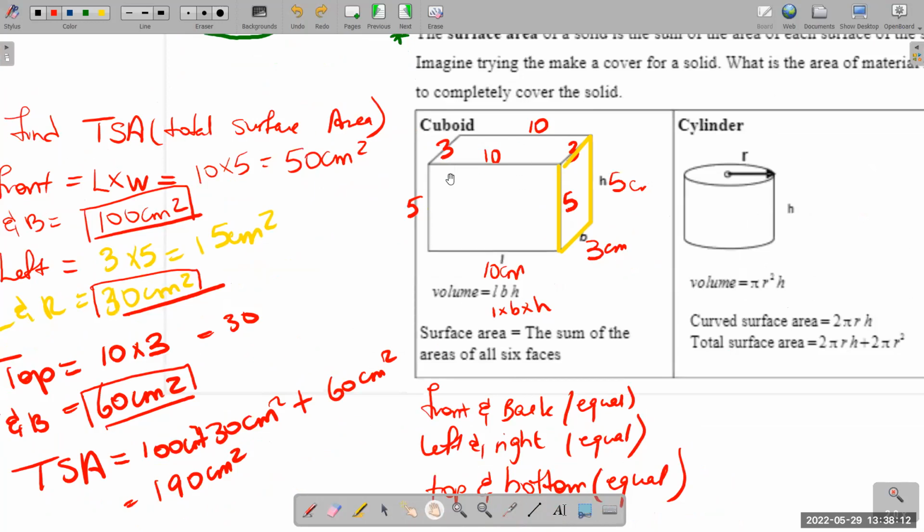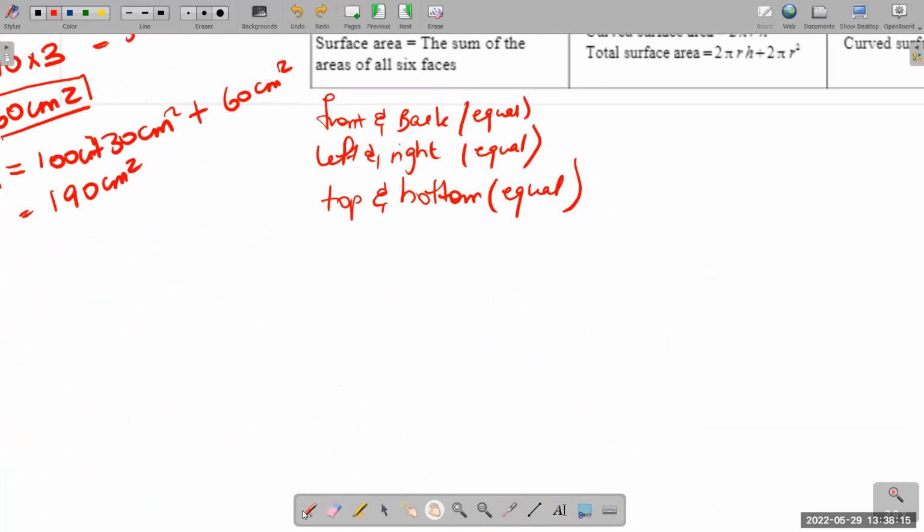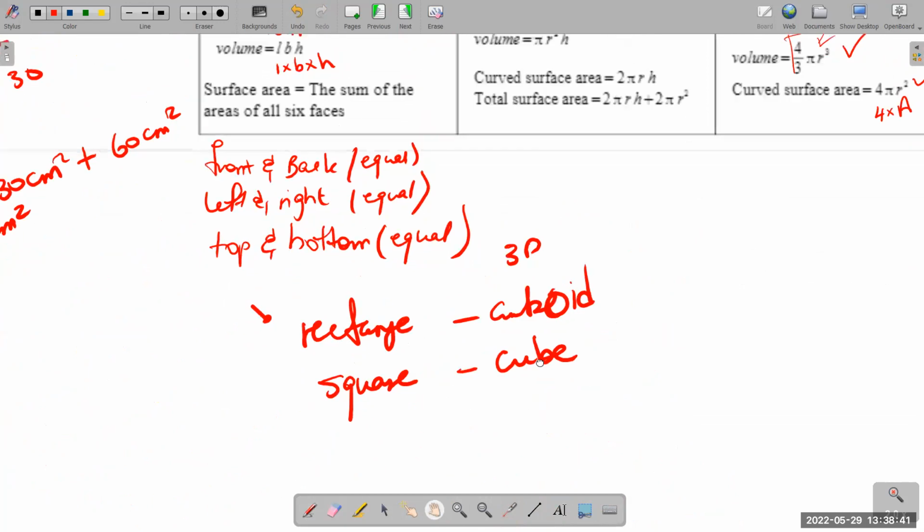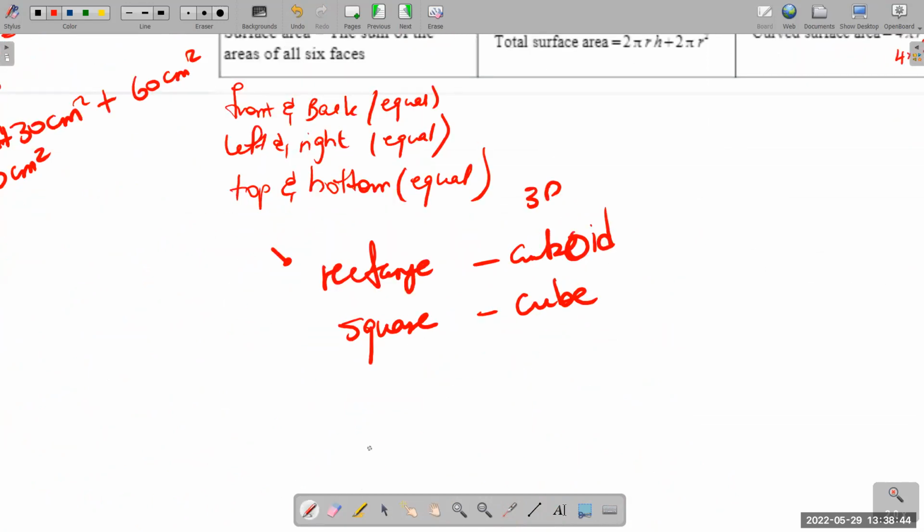Find the total surface area of this cuboid. And we should know what makes a cuboid. A rectangle makes a cuboid. And what 3D shape does a square make? A cube. For a cube, do we have to do all our work to find the surface area? All 6 faces would be alike. So for a square, it's very easy. You find the area, length times width of 1 face, and you multiply it by 6 because all of them are equal. Everybody with me?